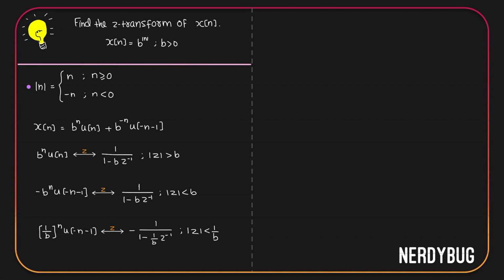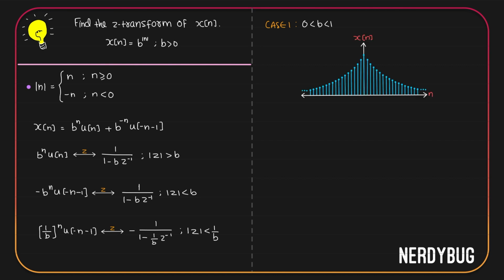It is given in the question that b is greater than 0, but still we'll have to take two cases. Case 1 is when b is between 0 and 1. In that case, if we plot x of n, this is how it will look like. Let us write x of z. For the first term, we have 1 by 1 minus b z inverse. ROC is magnitude of z should be greater than b. For the second term, we have minus 1 by 1 minus 1 by b z inverse. ROC is magnitude of z should be less than 1 by b.